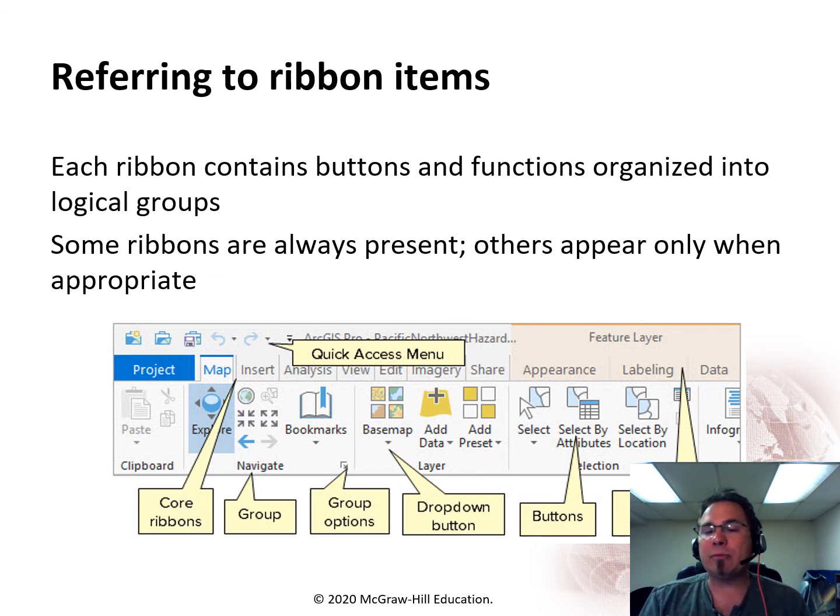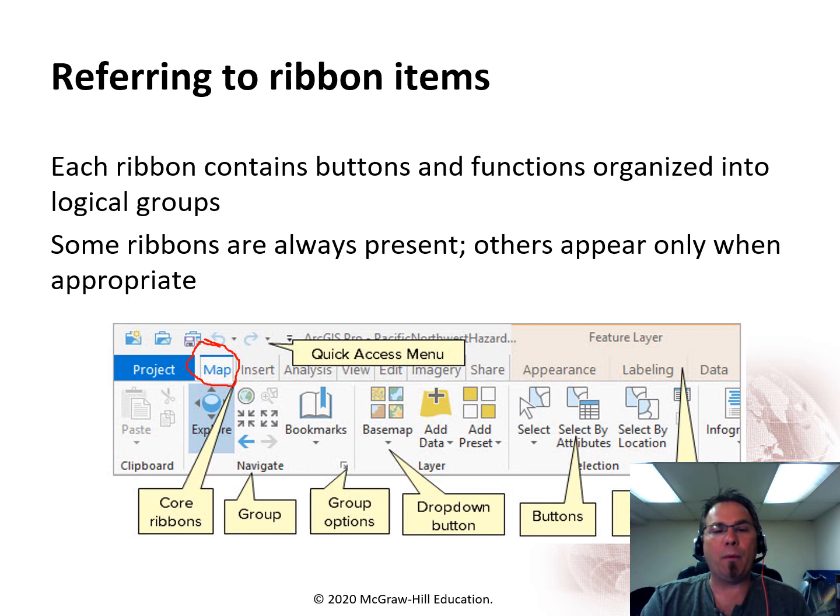So, like I mentioned before, one of the newest things that takes some getting used to with the new interface are the ribbons. Now you have the tabs across the top here. So insert, analysis, view, imagery, share. Those are all there, and that's where you get the tabs from. And once you click on the core tab, so you can see the core ribbon, you'll get the different groups. So right now we're in the map tab. You can see that here.